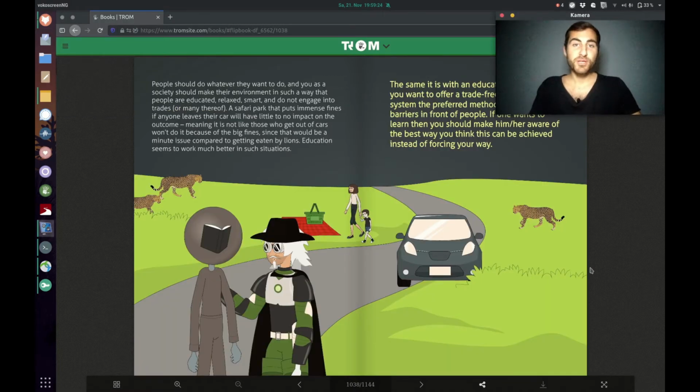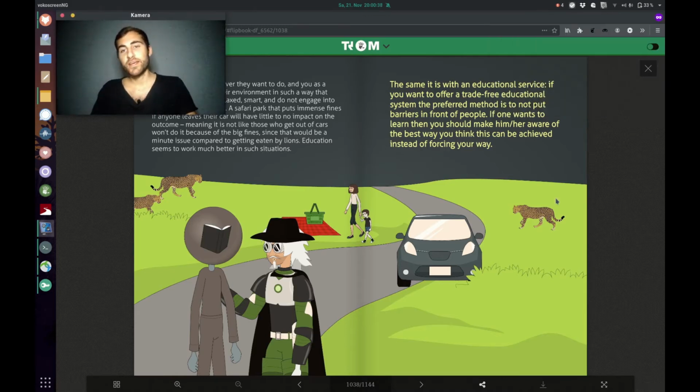And he explains people should do whatever they want to do, and you as a society should make their environment in such a way that people are educated, relaxed, smart and do not engage in trades, or many thereof. A safari park that puts immense fines if anyone leaves their car will have little to no impact on the outcome, meaning it is not like those who get out of the cars won't do it because of the big fines, since that would be a minute issue compared to getting eaten by lions. Education seems to work much better in such situations.